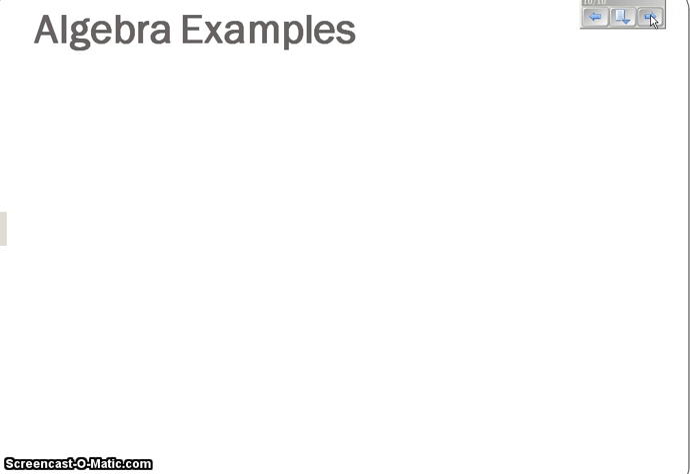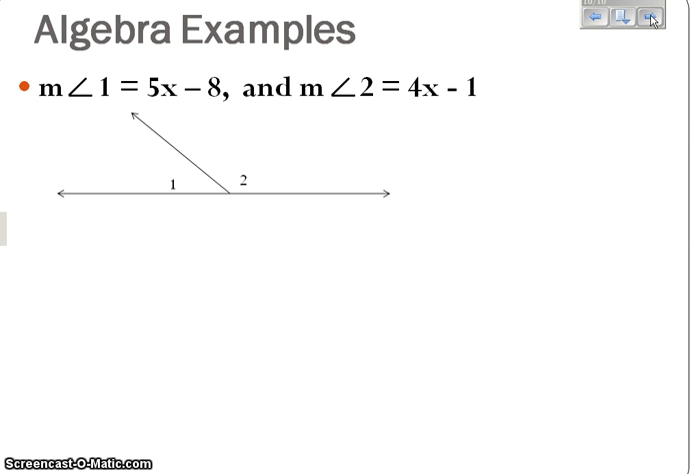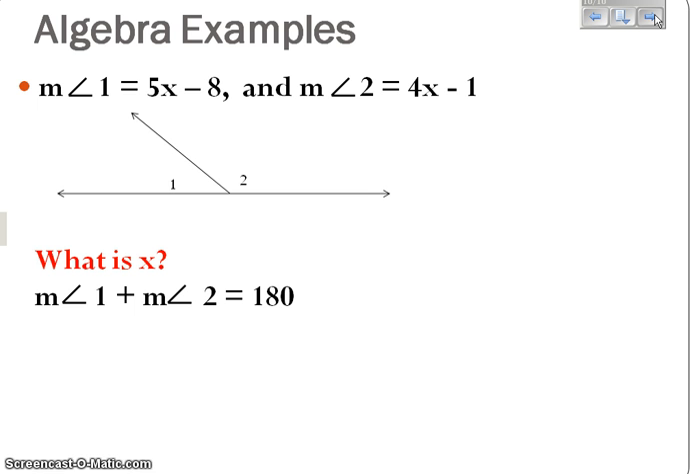We're going to also be working with some algebra, or in other words, we're going to have variables in some of our problems. Here we have two angles. You can tell that they're supplementary. Measure of angle 1 is 5x minus 8. Measure of angle 2 is 4x minus 1. So we can find x because we know that they are supplementary angles. In other words, the measure of angle 1 plus the measure of angle 2 equals 180 degrees.